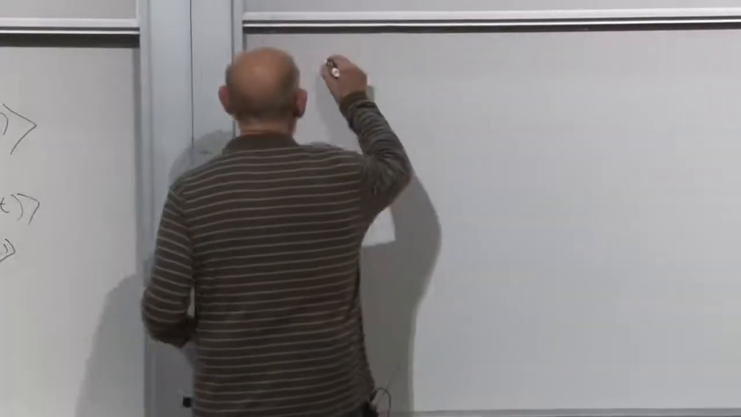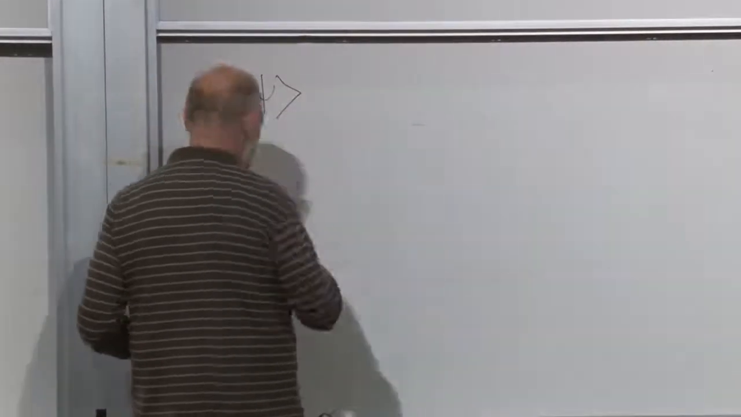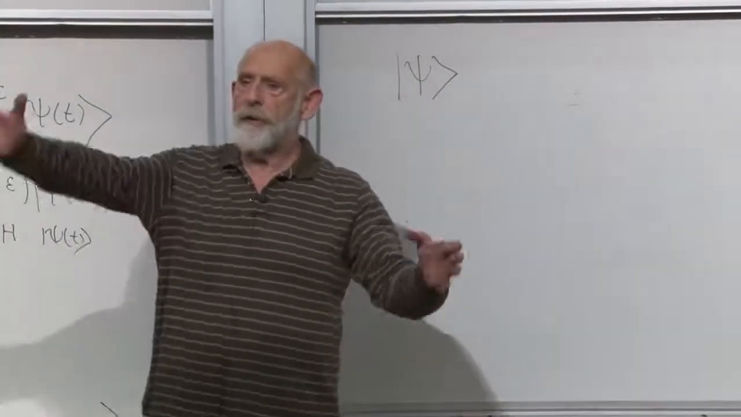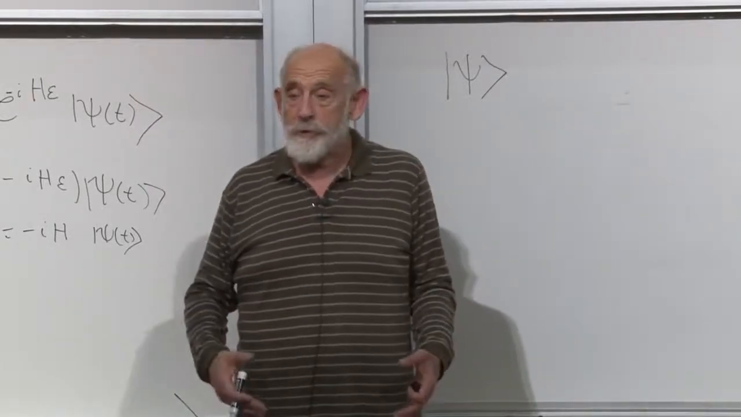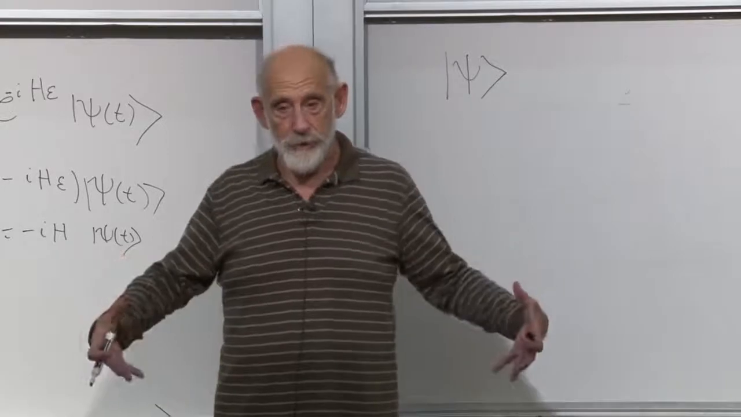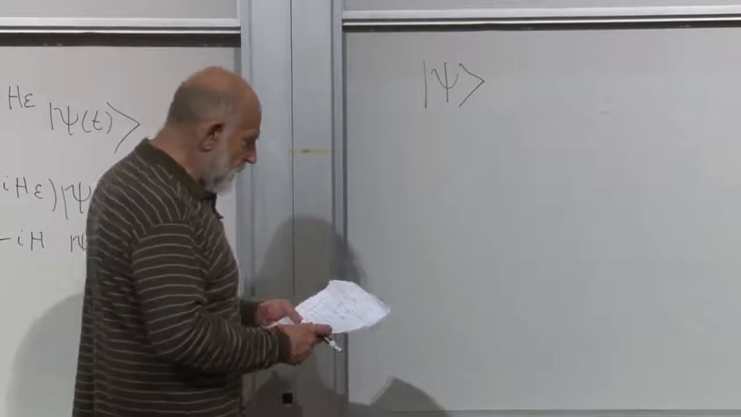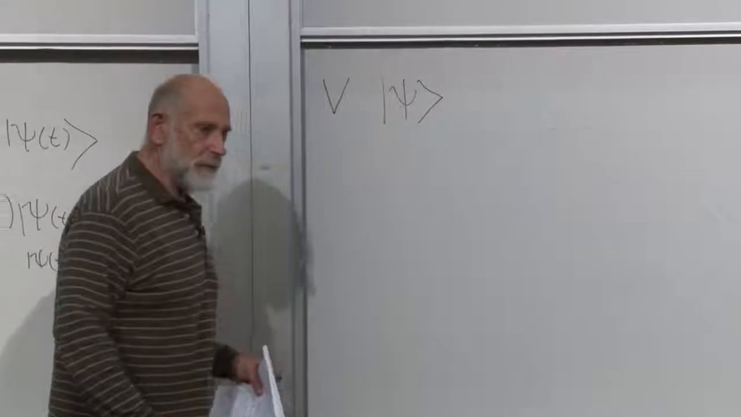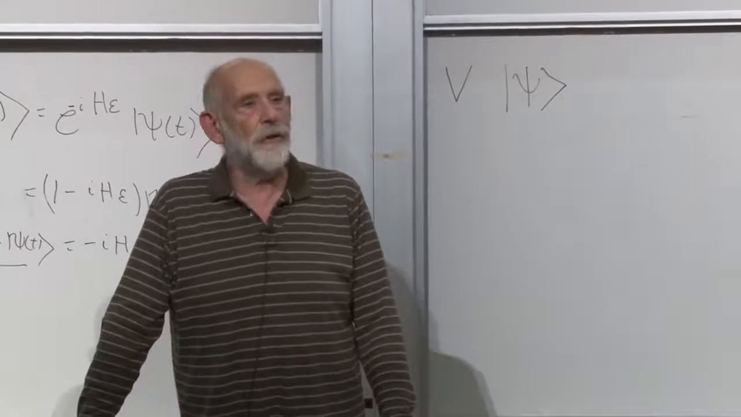We have states. The generic or typical state of the system that we're interested in is called psi. We're going to do an operation on it. That operation might correspond to rotating the system, it might correspond to translating the system, or it might correspond to something uglier than that, like squeezing it or stretching it, but doing something to it. And let's represent that by an operator V. I use V because I've already used U, but I intend it to be a unitary operator.